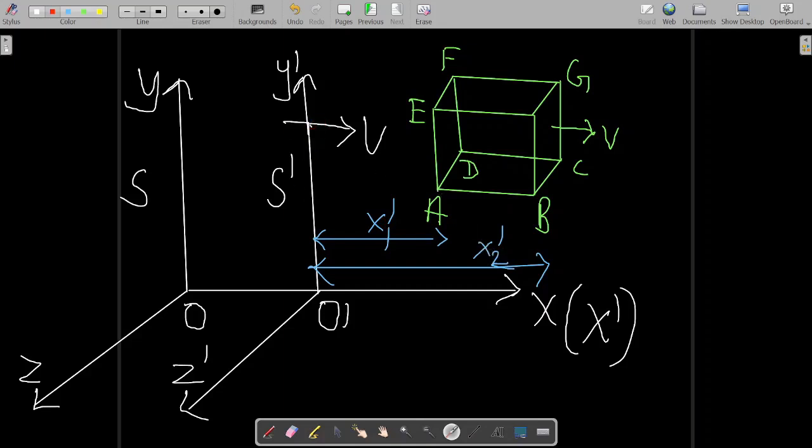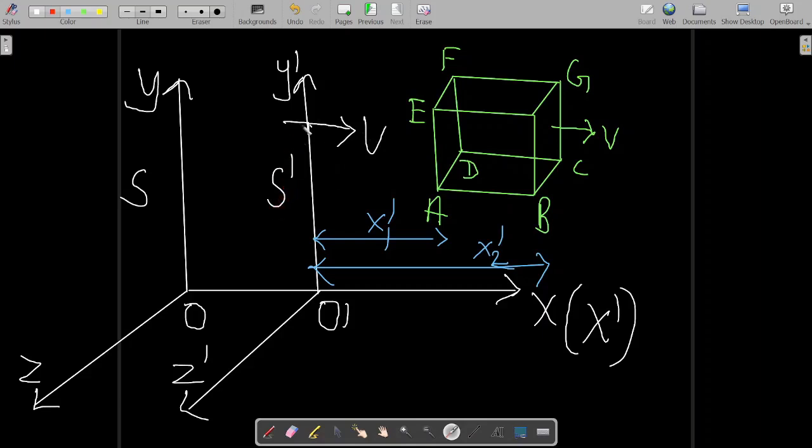Because this S prime frame is moving in the rightward direction with velocity v, and this green colored cube is also moving in the rightward direction with velocity v only. So the velocity of this frame and this cube are the same. This cube is moving along with this frame. Just consider you are sitting in a bus. When you are sitting in a bus or a car, you have the same velocity as the bus or the car.